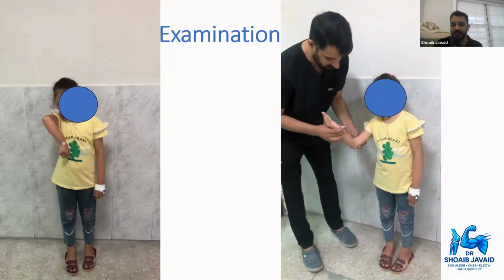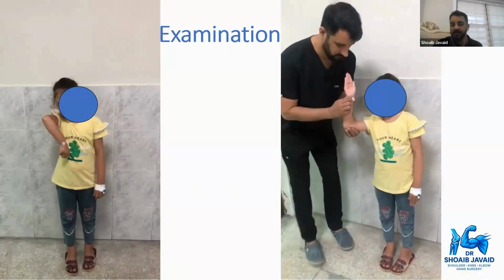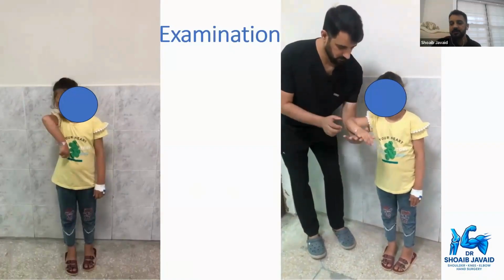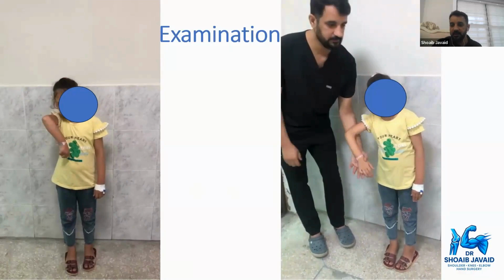Now, this particular case, she was operated on by another surgeon. Arthroscopic release of the subscapularis was done, which got infected. It took her 6 months to recover. And so this is the reason she has good passive external rotation.